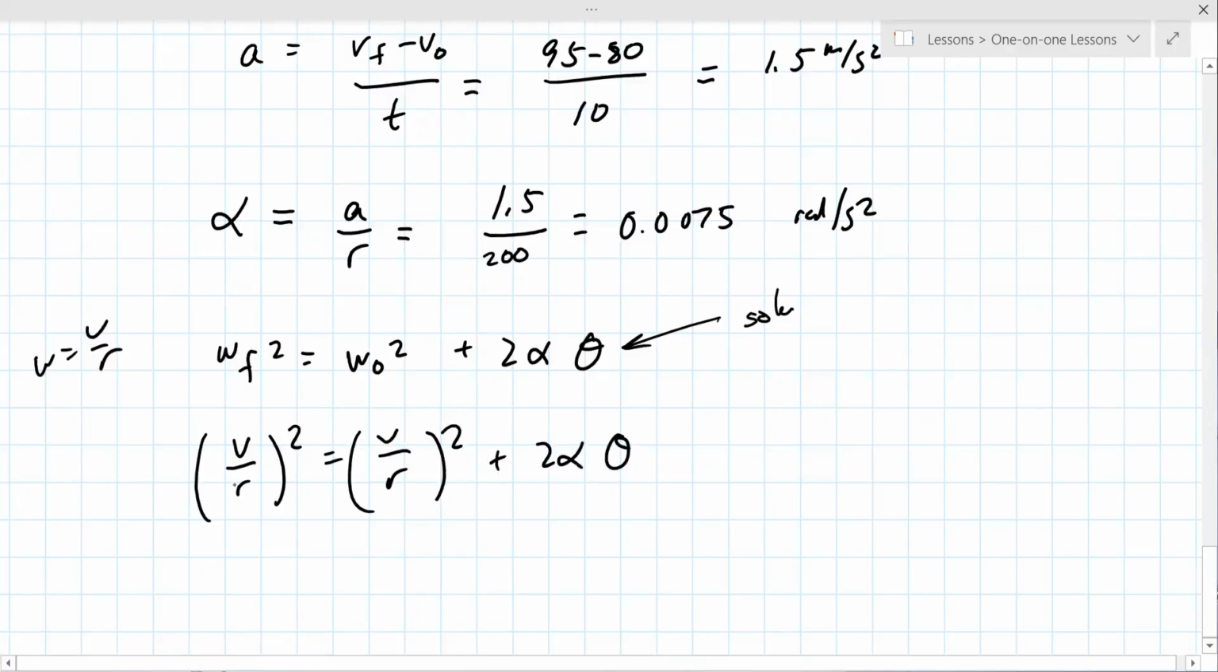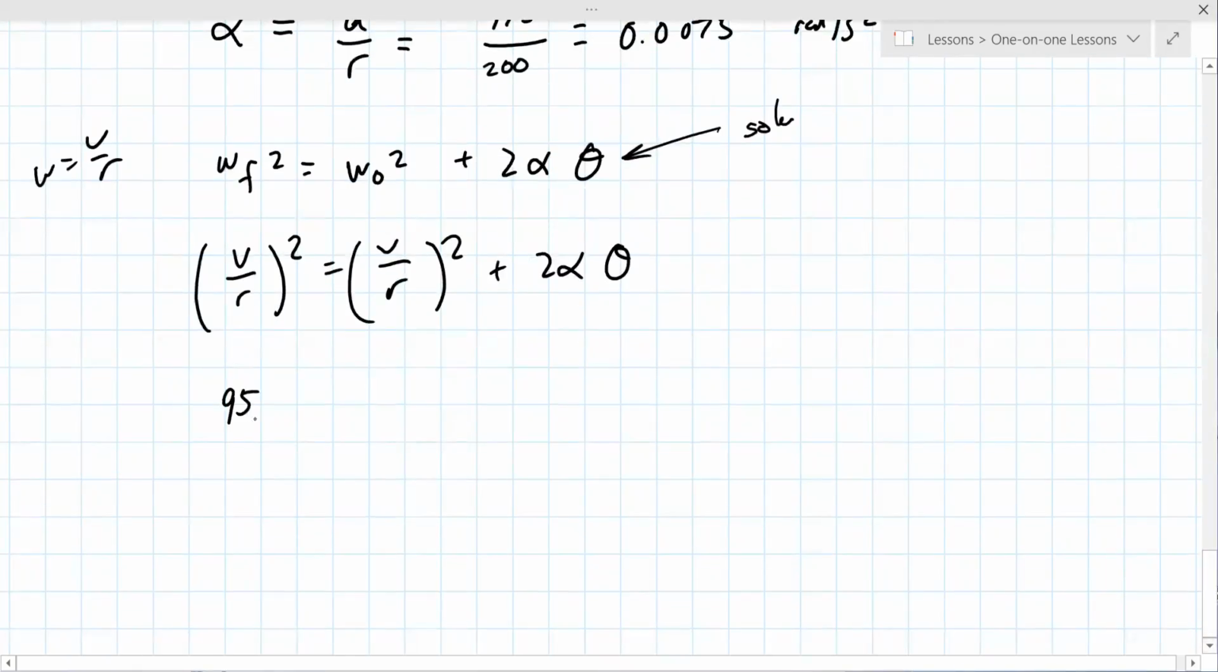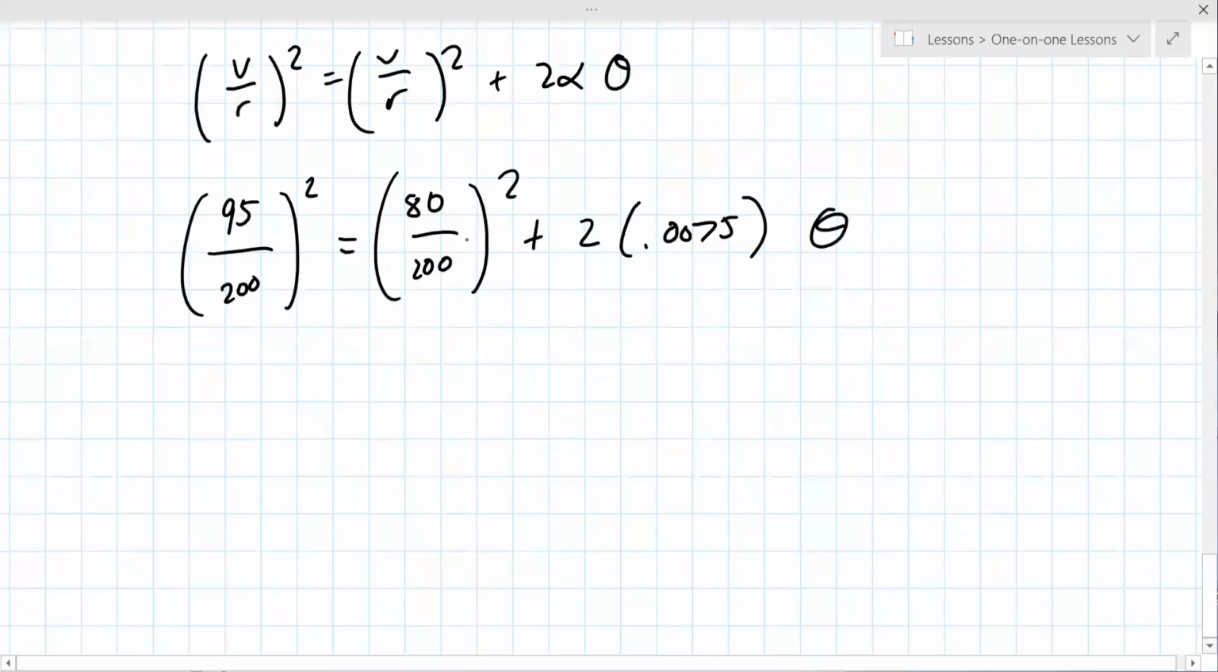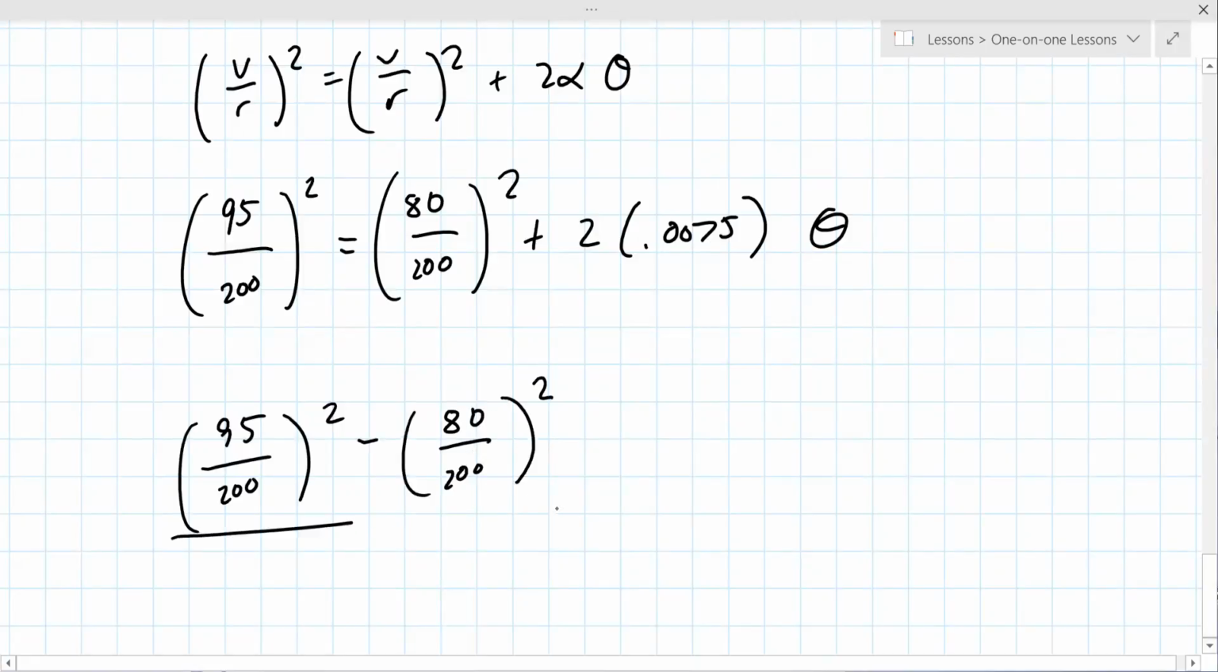So the V is the initial velocity. That's the final velocity. The final velocity was the 95. So that's 95 over 200, because that's the radius, squared, equals the initial, 80 over 200 squared, plus 2 alpha, which is the 0.0075. And we can solve this for theta. So we can move this to the other side and divide by this number here. 95 over 200 squared minus 80 over 200 squared, all divided by 2 times 0.0075.